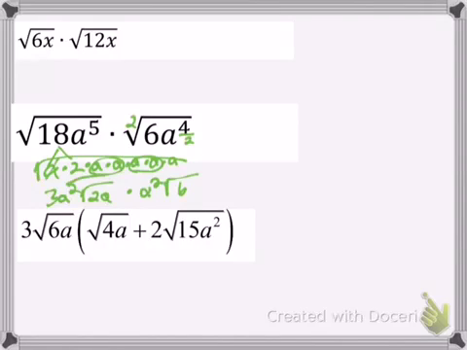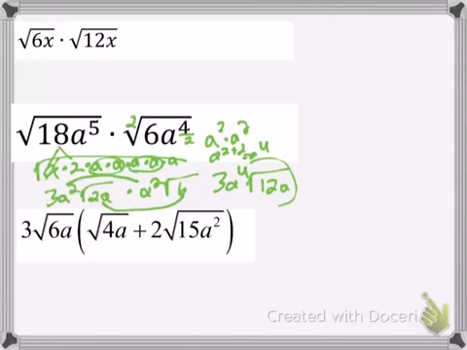I multiply the outside. I got 3, a to the 4th, because a squared times a squared. 2 plus 2 is a to the 4th. And then 2a times 6 is going to give me 12a. This is going to be irrational.